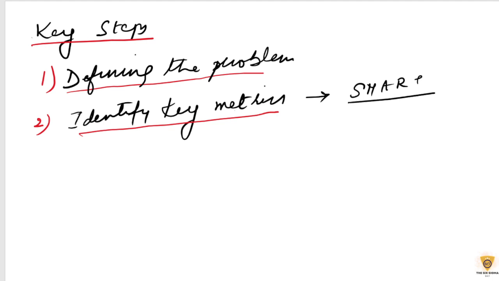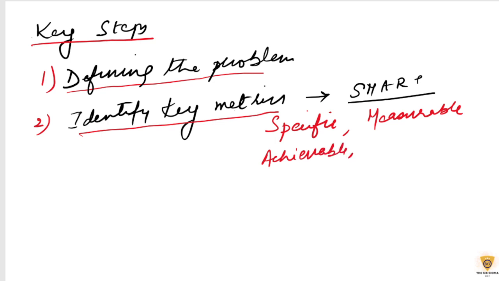So SMART. Now what does SMART stand for? It is an acronym, wherein S is specific, M is measurable, A is achievable, R is relevant, and T is time bound. So the metric that we have should be SMART.